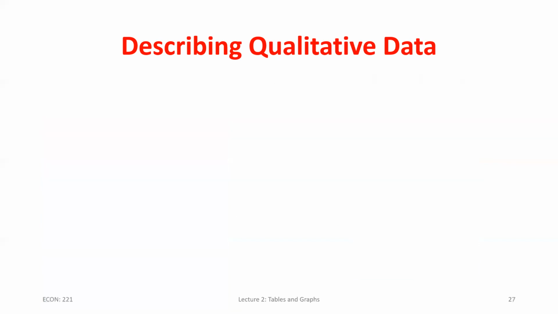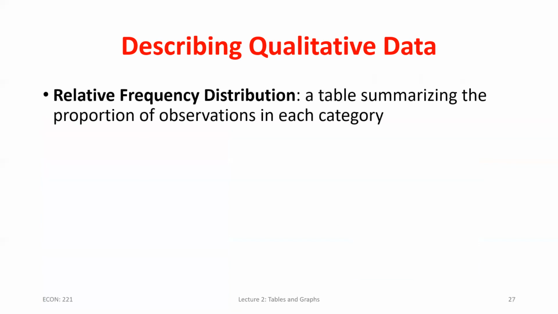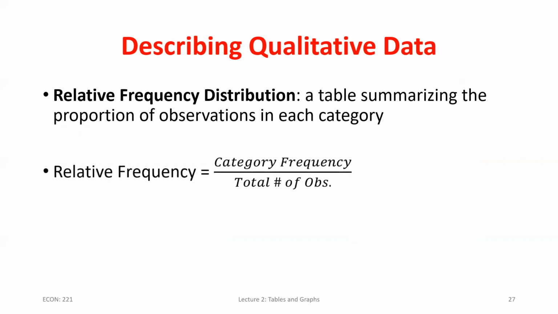So once we have this frequency distribution, we could then move to the next thing, which is a relative frequency distribution. All a relative frequency distribution does is it takes each possible response, and it takes the frequencies for those responses, and we divide them by the total number of observations. Another way we can think about it is that a relative frequency represents a proportion.